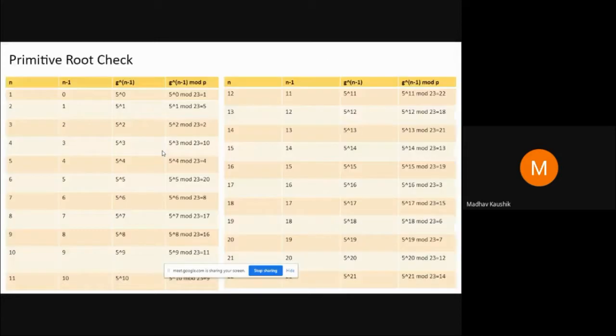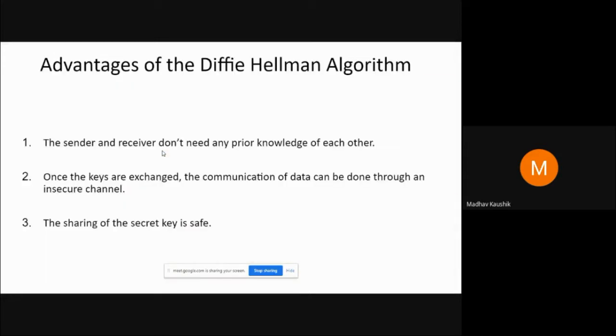Now let's look at the advantages of Diffie-Hellman algorithm. The sender and receiver don't need to have any prior knowledge of each other. And once the key is exchanged, the communication of the data can be done through an insecure channel. Basically, what we are trying to say is that sharing of the secret key is safe. We are not actually sharing the key, we are generating it at each end. So we are only sharing information that is public, and with the help of that, we are generating the key at Bob and Alice's side.